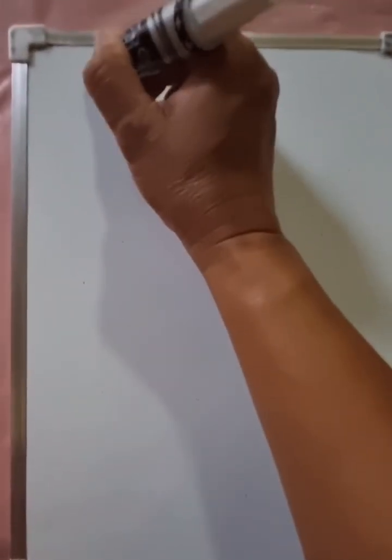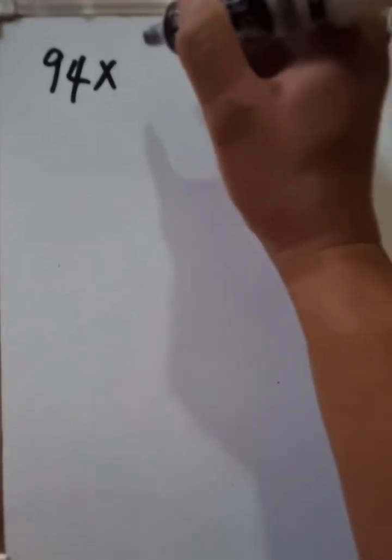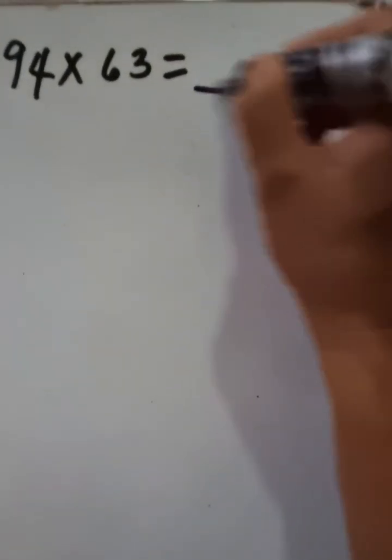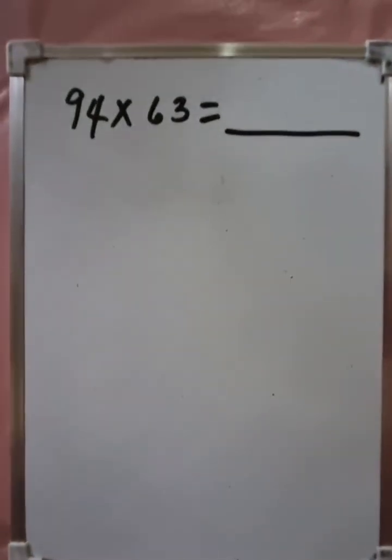Let us take another example using the lattice method. Let's say we have here 94 times 63. What is it equal to? Let us find the product of this using the lattice method.